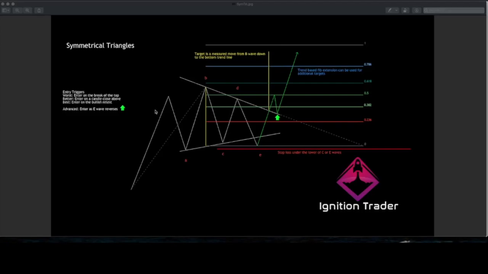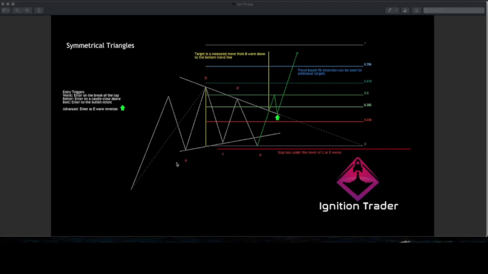We're going to have a look at symmetrical triangles in this video. When you first spot a symmetrical triangle, the first thing you want to do is draw in the top and bottom chords, getting as many touches as you can. Often you'll be drawing it in before we've made the complete triangle, but as long as you've got 2 touches on the top and 2 on the bottom, you can draw it in.